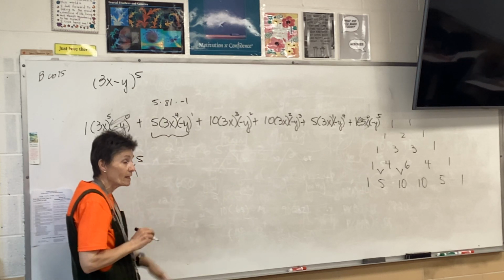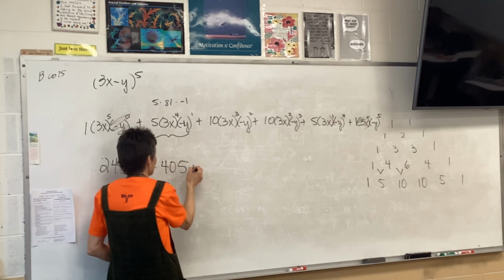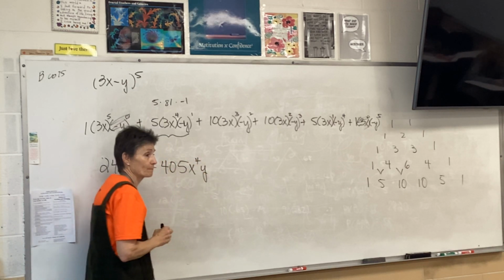You have a calculator, go ahead. What is it? Negative 405 x to the 4th y.